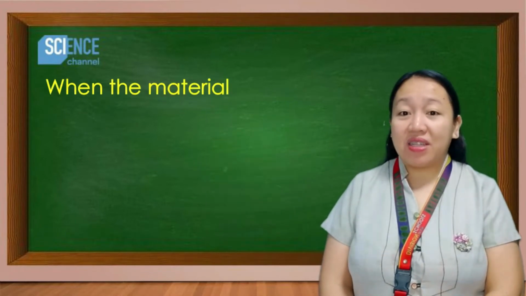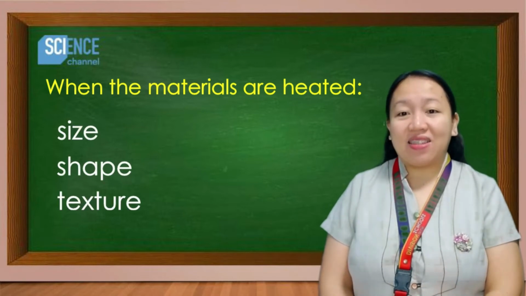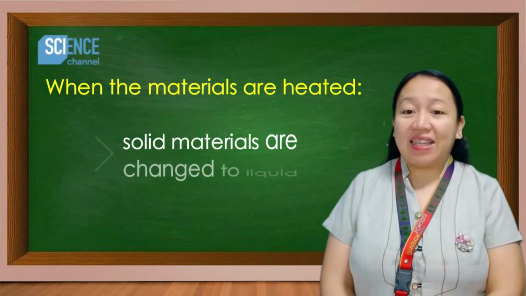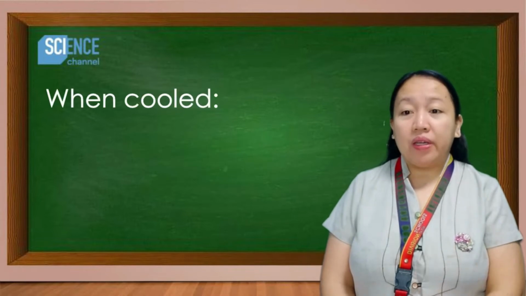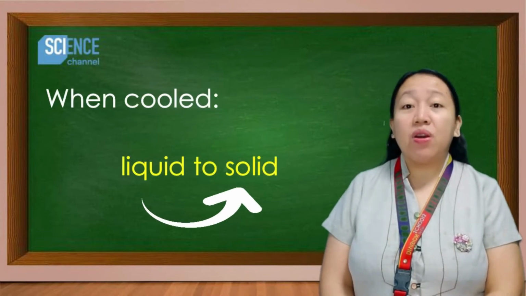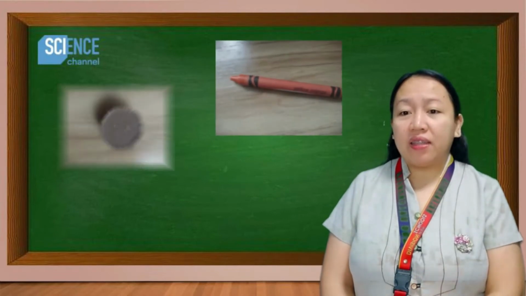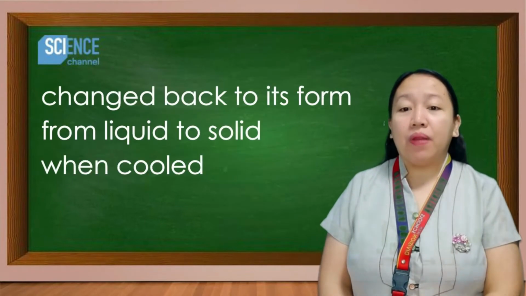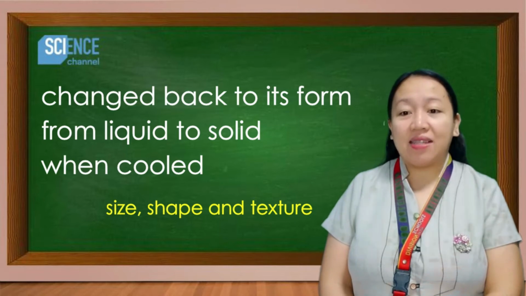When the materials are heated, they also change their size, shape, and texture. They also change their forms. When heated, the solid materials are changed to liquid. When cooled, the liquid materials are changed to solid. Materials such as crayon, chocolate, butter, or margarine change back from liquid to solid when cooled. They also change their size, shape, and texture.